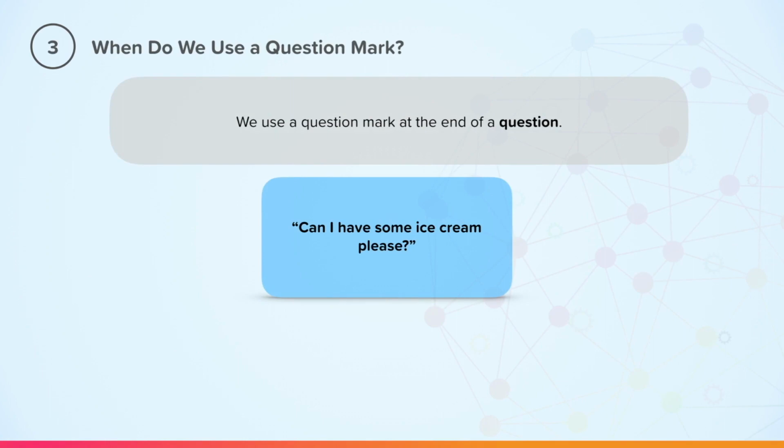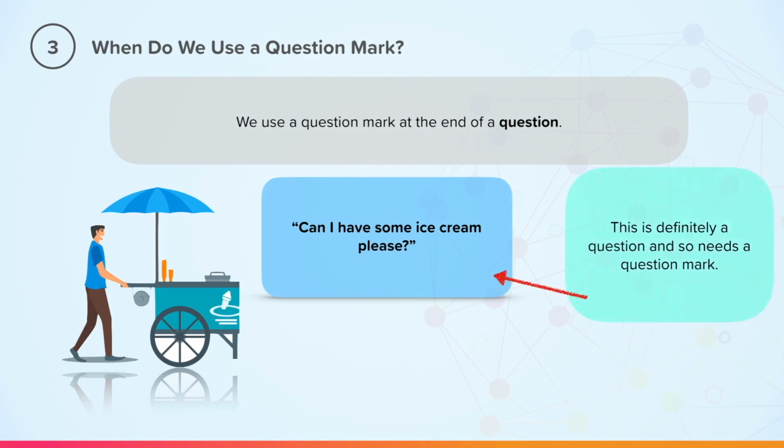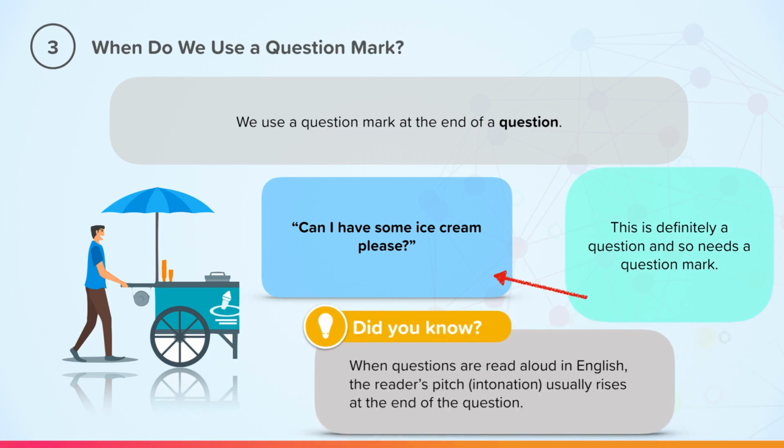If the sentence was, can I have some ice cream please? Then the speaker is asking for something. And this is definitely a question. Therefore, it needs a question mark. Often in English, when a question is said aloud, the pitch of the speaker's voice rises. For example, can I have some ice cream?